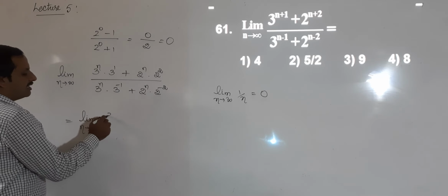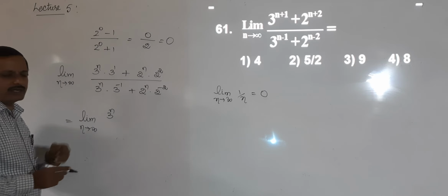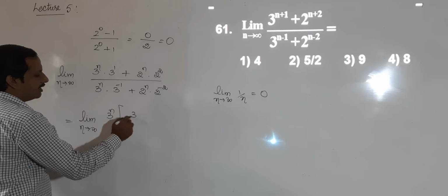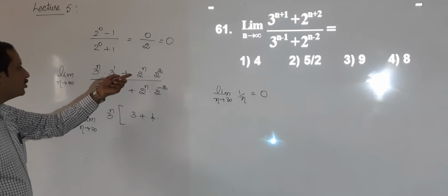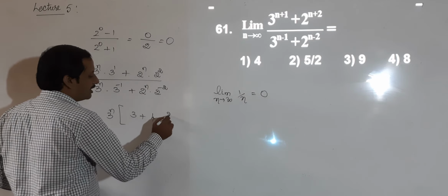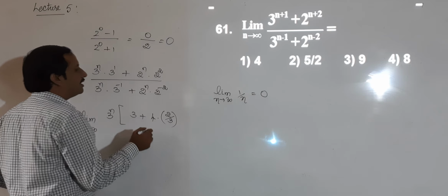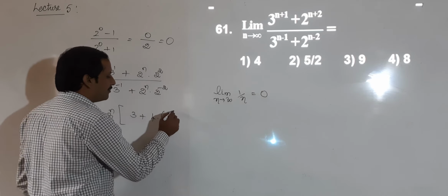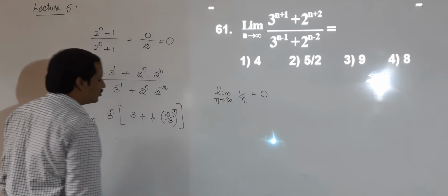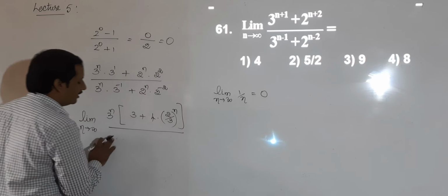I'll take 3 power n as a common factor here in the numerator. Then what will remain here? 3 will remain plus 4 into 2 square, that is 4, times 2 power n. I have taken 3 power n out, so we are left with 2 power n divided by 3 power n. Together I can write it as 2 by 3 whole power n.